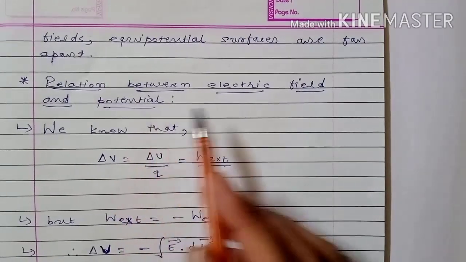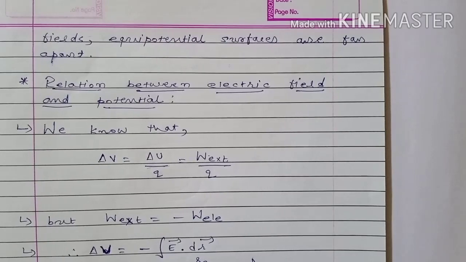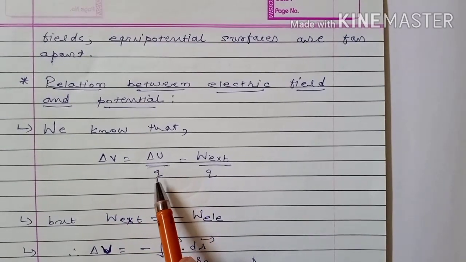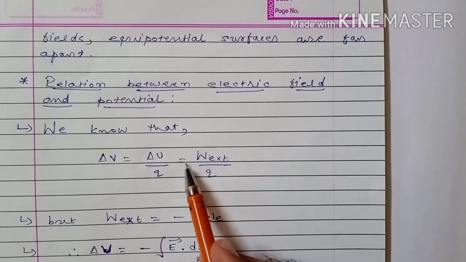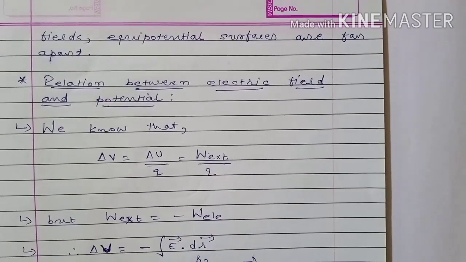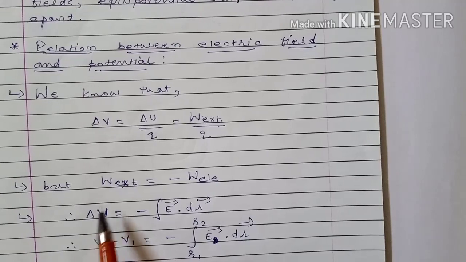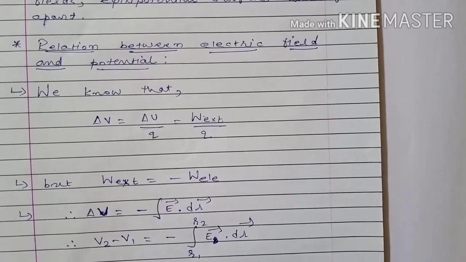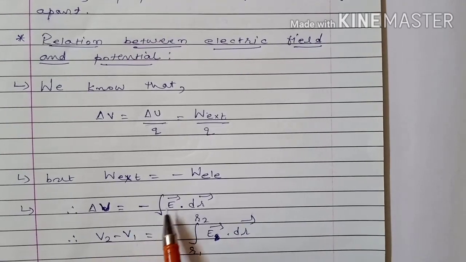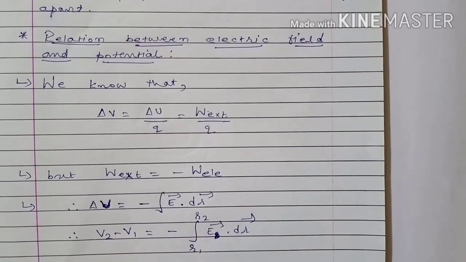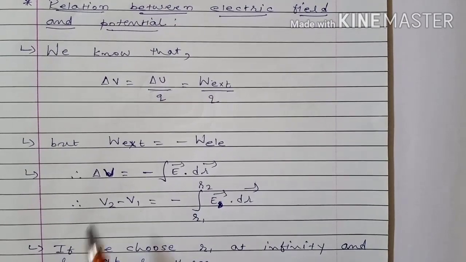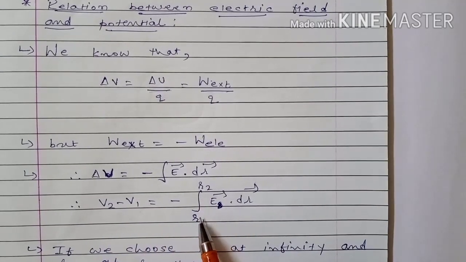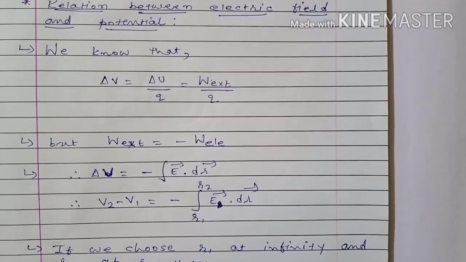Now we will obtain the relation between electric field and potential. We know that change in potential is equal to change in potential energy per unit test charge. That is nothing but work done by external force upon the test charge. But work done by external force is equal to the negative of the work done by electric force. So change in potential is equal to minus integration E vector dot dr vector. Change in potential, that is V2 minus V1, is equal to minus integration R1 to R2 E vector dot dr vector.